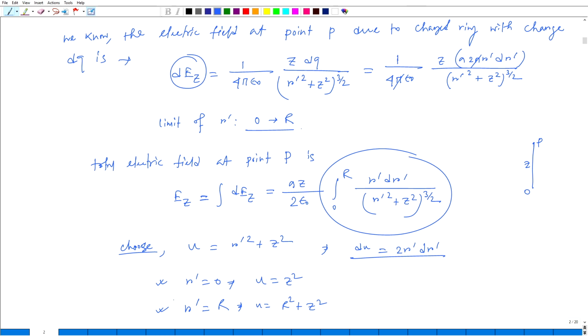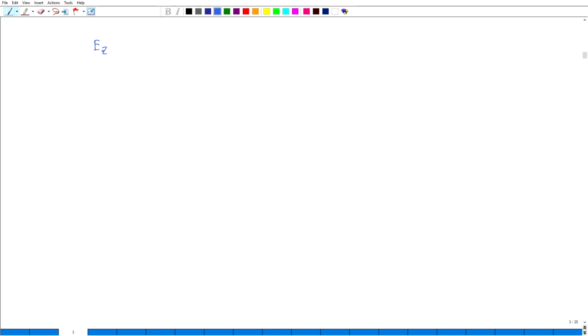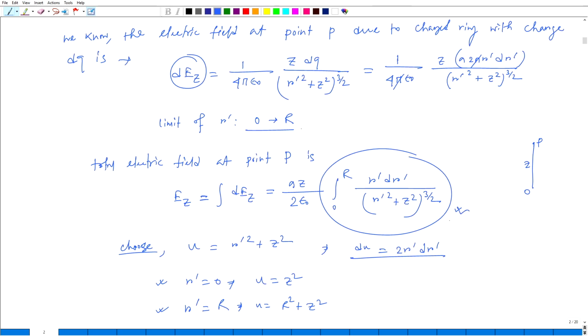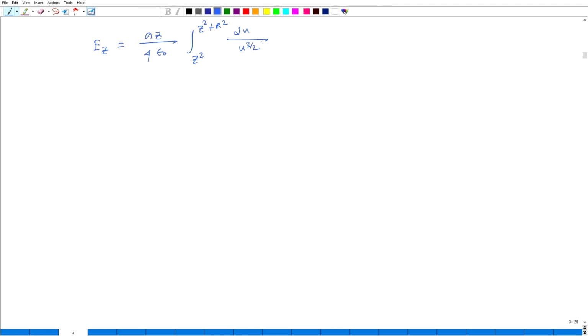So, now the limit is changed, and the integral becomes, so Ez becomes sigma z over 4 epsilon naught, times the integral from z square to z square plus r square of du by u to the 3 by 2. So, now this looks like a simple expression in terms of u, and we also change the limits of the integration.